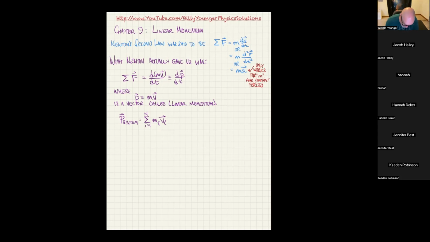So for instance, conclusions. For starters, the summation of the forces is equal to d by dt of mv, which means the summation of the forces is equal to dm dt times v plus m dv dt. In this version, this is our rocket equation.